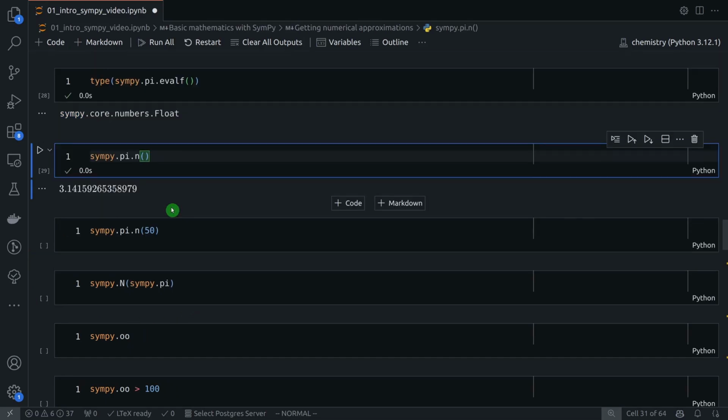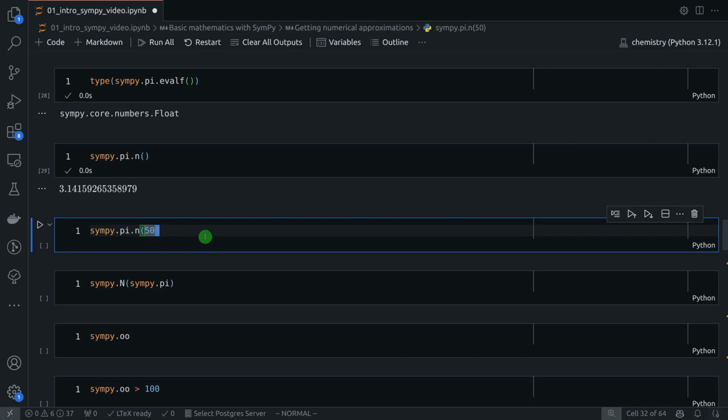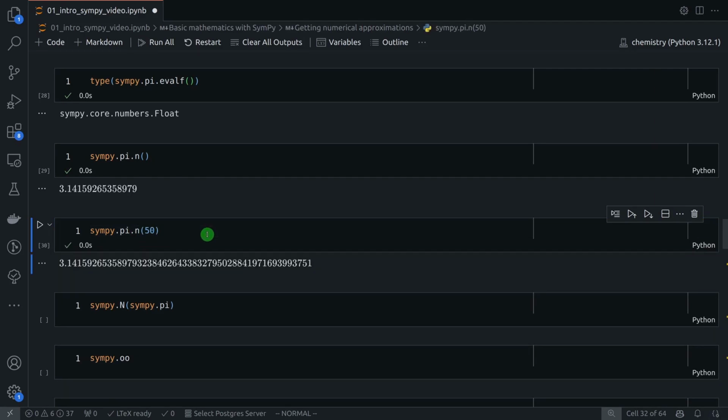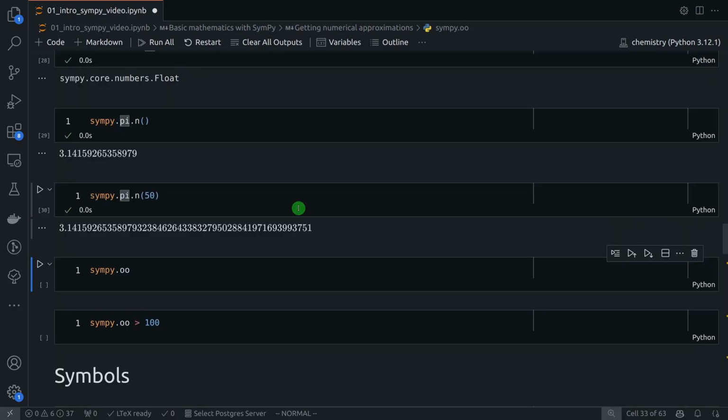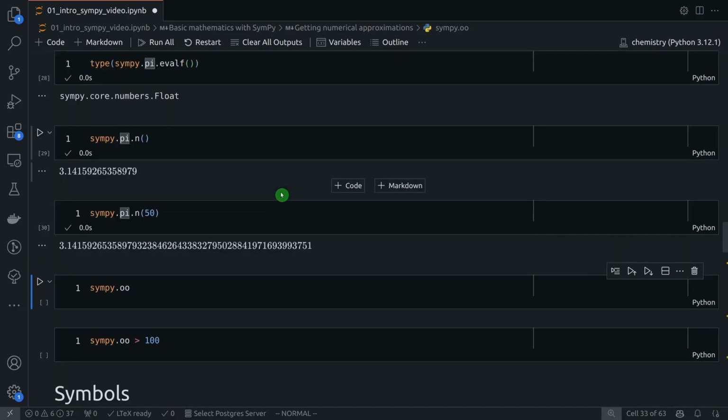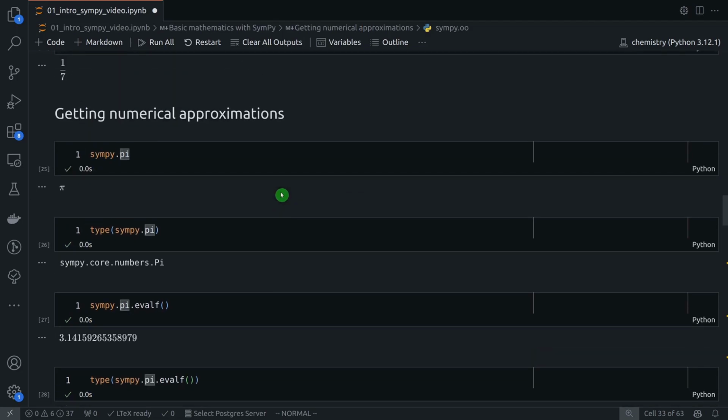And what is more interesting is that you can have an arbitrary number of decimal places. If you pass here the number 50 for this n method, you can have pi with 50 decimal places. That's why it's a float type different from the float type that comes with Python, because you can manage the number of decimal places in the number representation. Pi is not the only symbol available, you have other symbols, so you can always check the docs for other symbols available in the package.